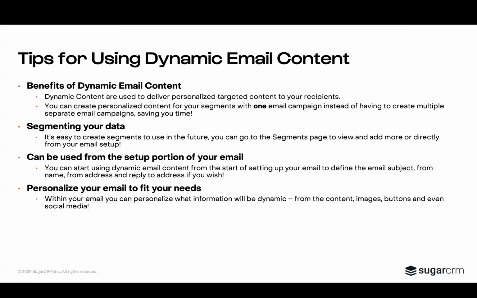Segmenting your data: it's easy to create segments to use in the future. You can go in there and edit them if you need to. Again, maybe things changed a little bit and you want to redefine it. You can certainly do so in there. It can be used from the setup portion of your email, so you can start using it for your email subject, the from name, the from address, and the reply to address. So it's very simple to do that.